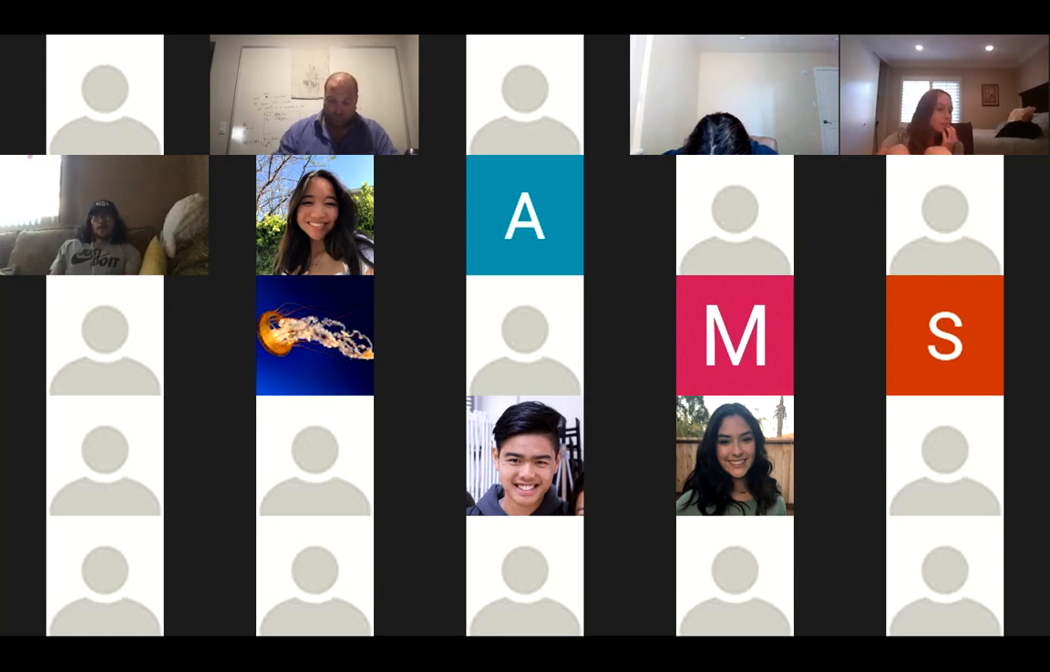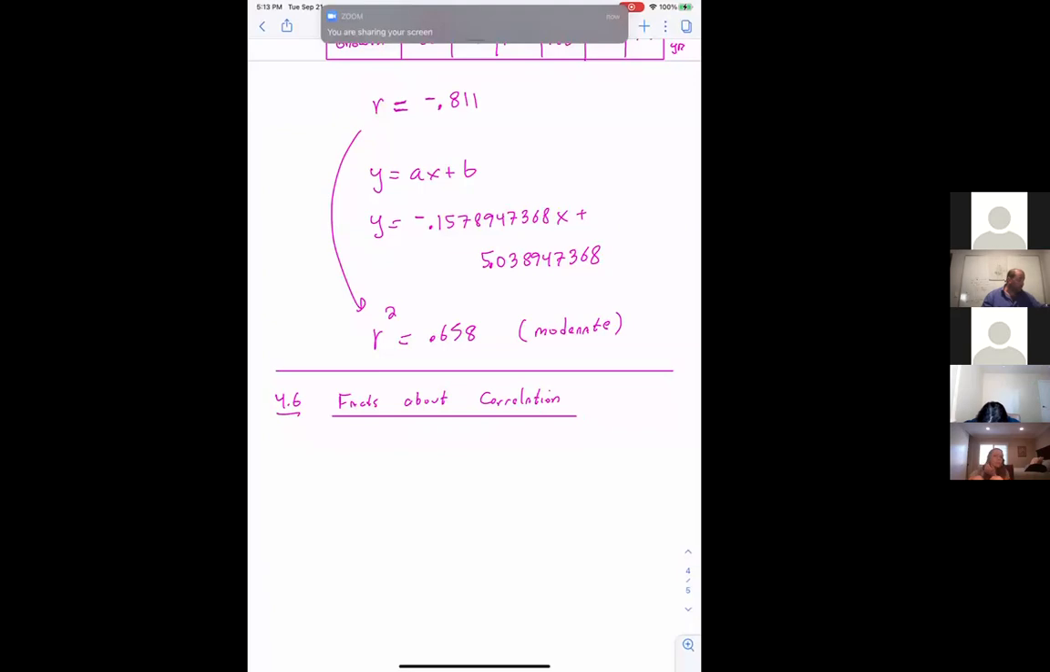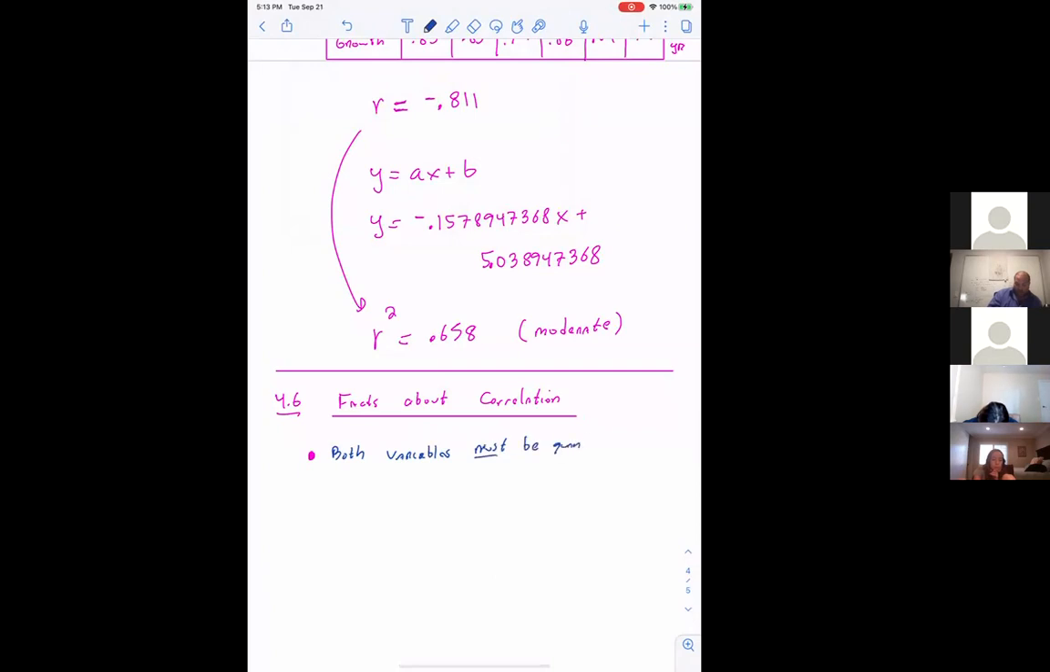No questions. Okay, so facts about correlation. There are some facts that you should know. So first, to reiterate, both variables must be quantitative. You can't plot categorical data. It doesn't make any sense. You need an X value and a Y value. You got to be able to put them into a formula. They must be quantitative. If you want to add categorical, we do that with shapes and colors, but you must have quantitative data.